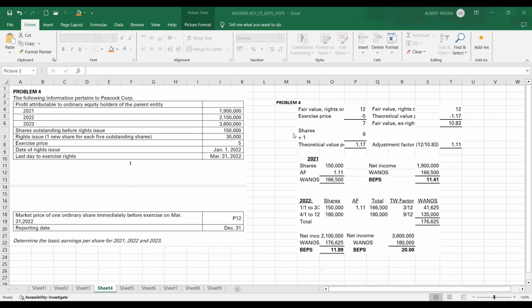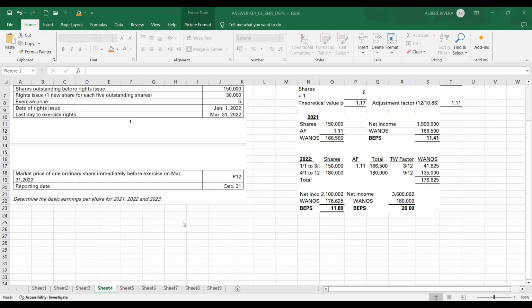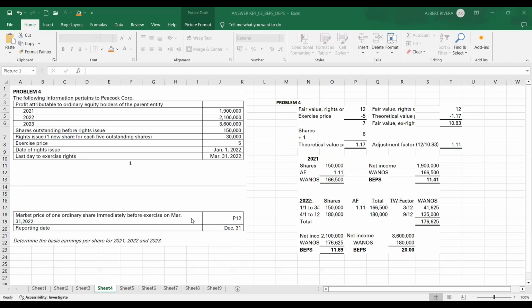Kapag naman fair value, kapag naman ang binigay ay X rights, so this is fair value of shares at X rights minus the exercise price or the subscription price divided by the number of shares to purchase 1 share. Wala siyang plus 1. So in this problem 4, it says here na, sabi niyo, profit attributable to ordinary is 1.9, 2.1, and 3 million. Okay, the requirement here is just for 2022.